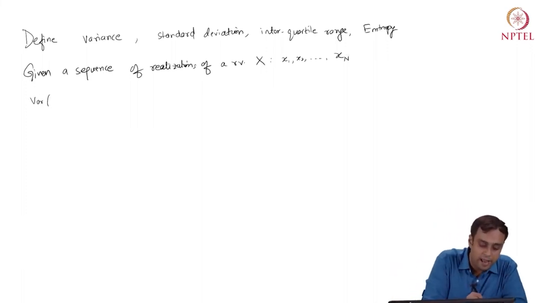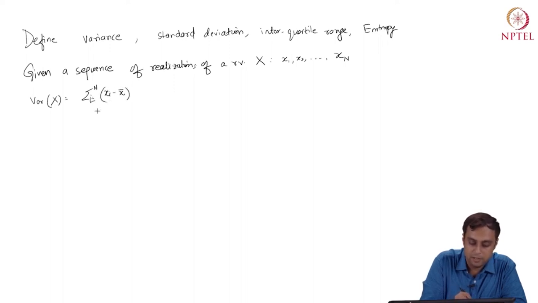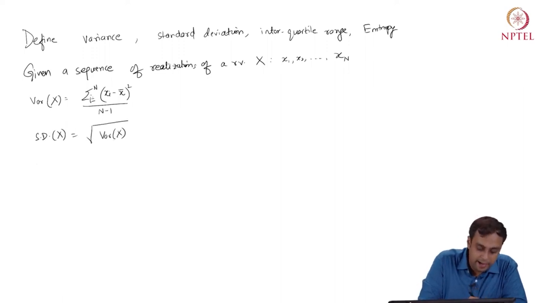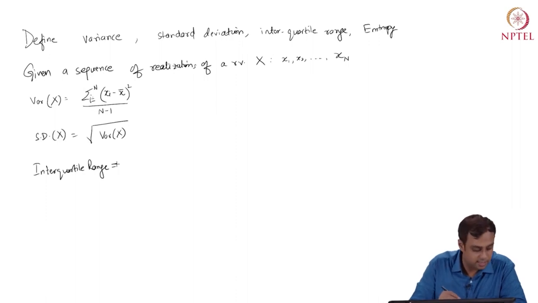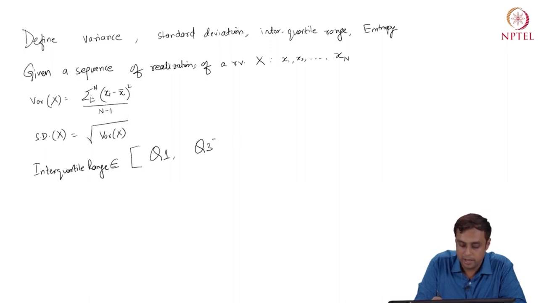Then the variance of x is written as the summation from i equals 1 to n of (xi minus x bar) whole squared, where x bar is the sample mean, divided by n minus 1. The standard deviation of x is the square root of the variance of x. And the interquartile range is a little bit interesting. I will talk about why we care about the interquartile range. Why do we even study it? Well, the interquartile range is an interval that lies between the first quartile and the third quartile of the data.